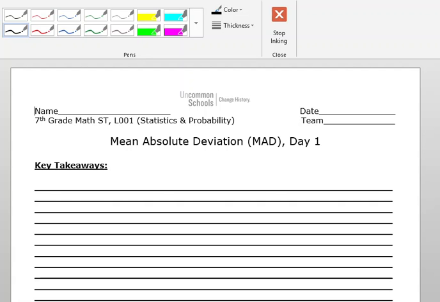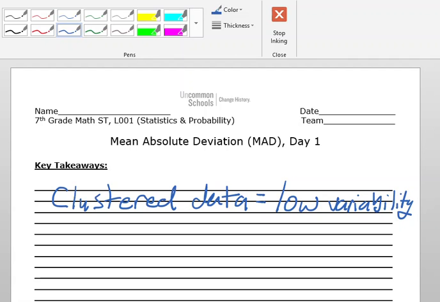So looking at our key takeaways, I just want to first review the two really critical definitions that we talked about today. The first one was clustered data. Clustered data has low variability and the values tend to be close to the mean.